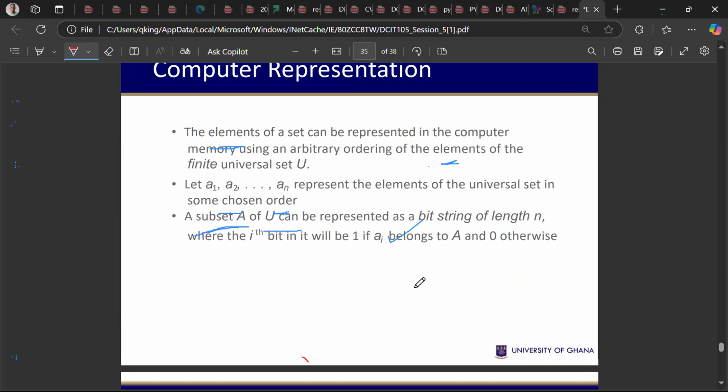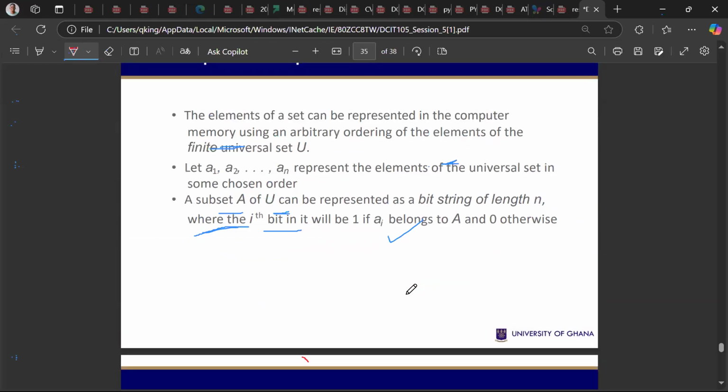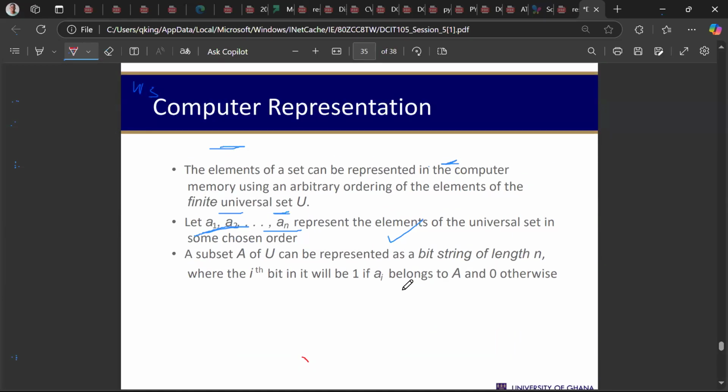And the very last thing that we want to talk about for today has to do with computer representation of sets. Let's look at it in two ways. The first one is the bit string representation. With a bit string representation, the elements of a set can be represented in the computer memory using an arbitrary ordering of the elements of the finite universal set.